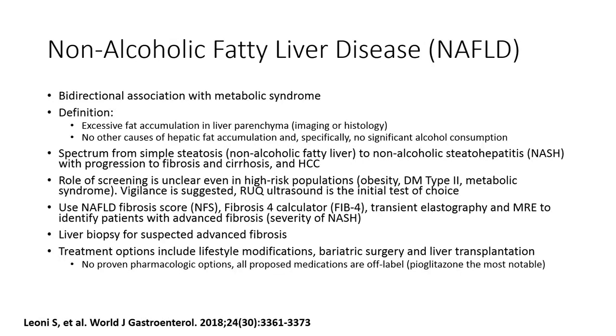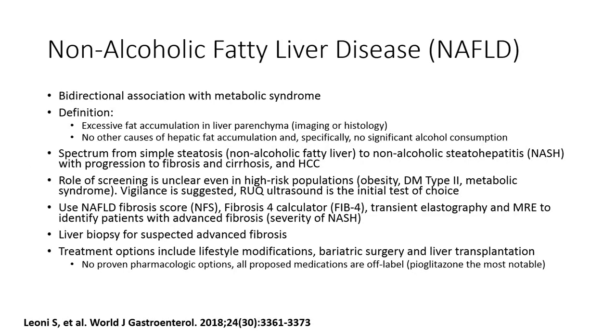The role of screening for this pathology is actually unclear, even in high-risk populations, and the provider has to be careful and remember that those things can happen. You can use a fibrosis score, FIB-4 calculators, or transient elastography to identify patients who have more advanced fibrosis. So if you did, let's say, a right upper quadrant ultrasound and you see the patient may have early fibrotic changes, do the fibrosis score.